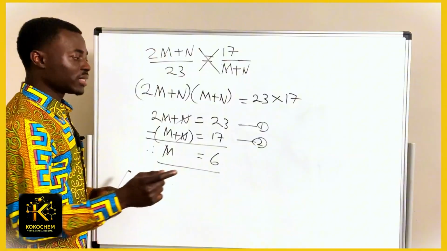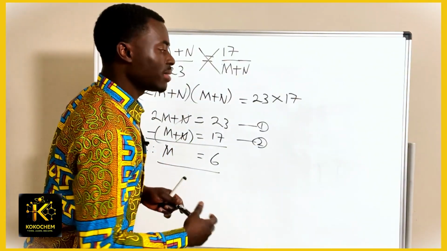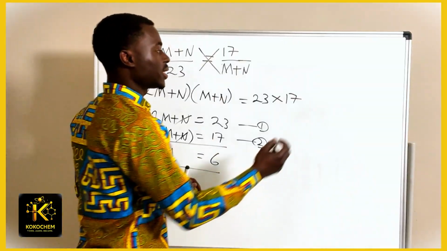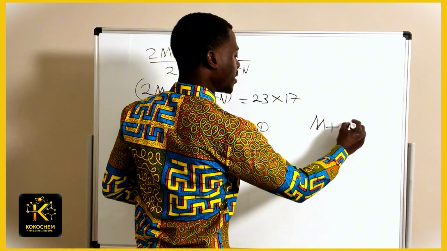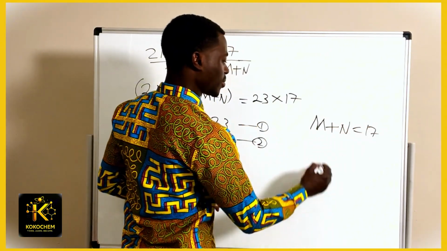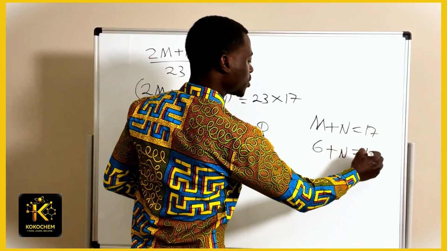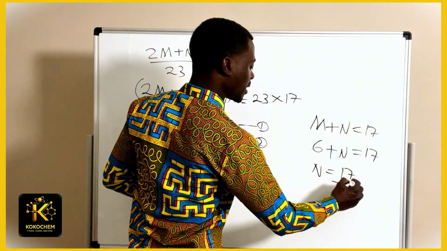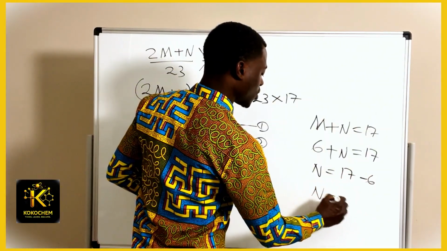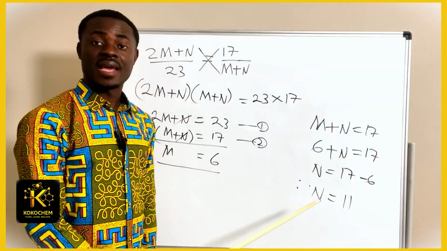Now that we have m, we substitute into one of the equations to find n. Using equation 2, m + n = 17. M is 6, so 6 + n = 17, and n = 17 - 6, so n is equal to 11. Therefore, m is 6, n is 11.